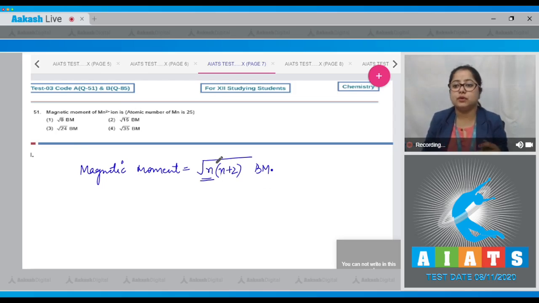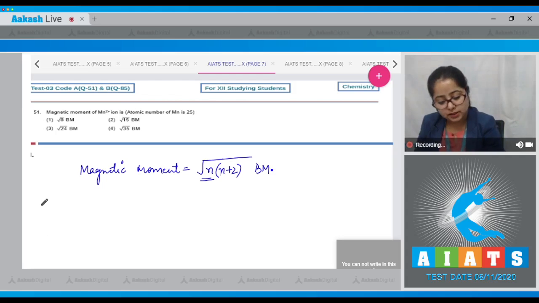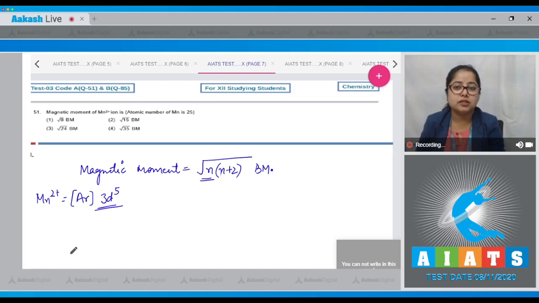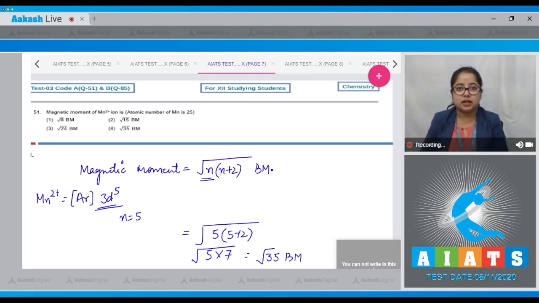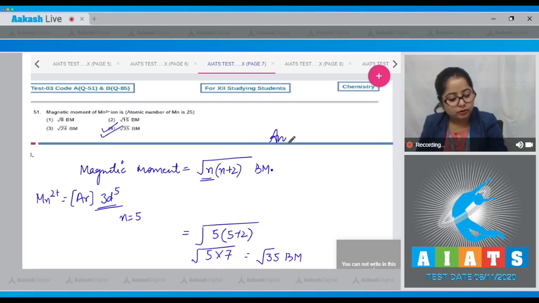So first of all, we have to calculate the number of unpaired electrons in Mn2+. Here Mn2+ is argon 3d5, and these 5 electrons are unpaired. That means the value of n is 5. So we can calculate magnetic moment, which is equal to under root 5 plus 2, which is under root 35 BM. BM is Bohr magneton. So student, the correct answer is option number 4.